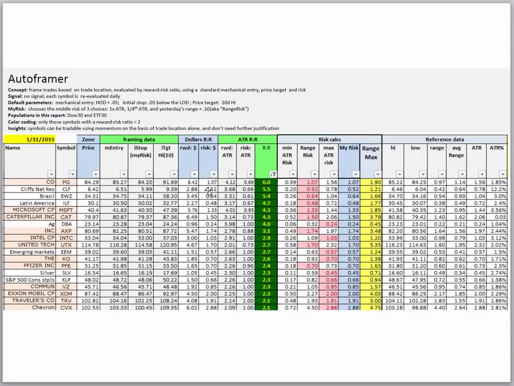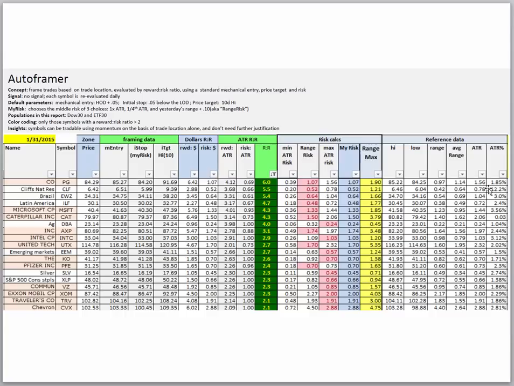So when we compute the reward of 2.88 divided by the risk of 52 cents, that gives us a 5.5 to 1 reward to risk ratio, which is pretty favorable. I want to also draw your attention to this ATR percentage, a measure of daily volatility.